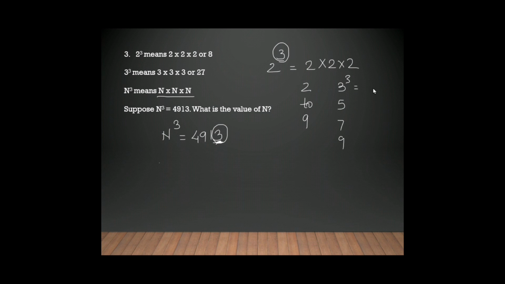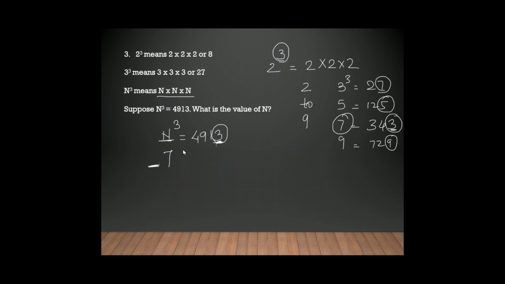3 cube is already mentioned here, 27, which has a 7 in the ones place. 5 cube is 125, which will have 5 in the ones place. 7 cube is 343, which has a 3 in the ones place, and 9's cube is 729, which has a 9 in the ones place. So 7 is a number which after cubing gives us a 3 in the ones place. So this number also has to be a number with 7 in the ones place.